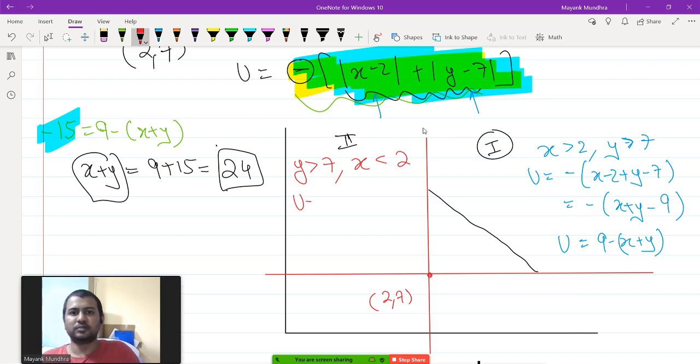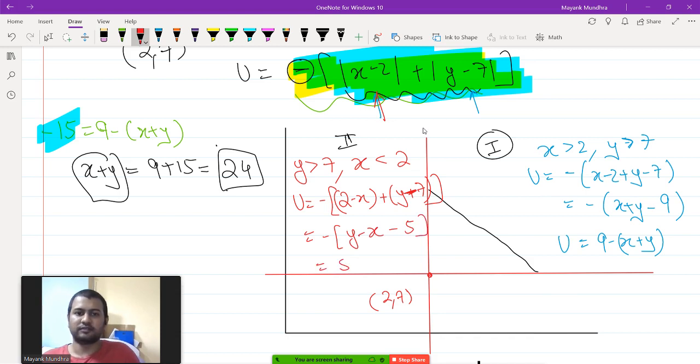So utility becomes negative of... x is less than 2, so mod of x minus 2 will be 2 minus x, and y is still greater than 7, so this will be y minus 7. So this will be negative of y minus x minus 5, that is 5 minus y plus x. So that's your level of utility.